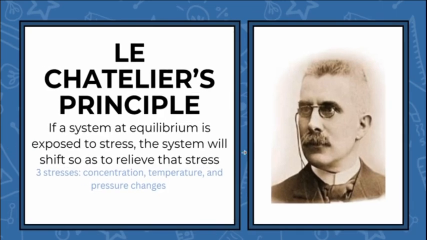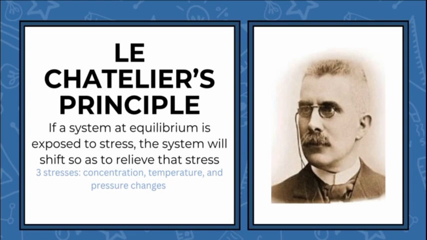Le Chatelier's principle is if a system at equilibrium is exposed to stress, the system will shift so as to relieve that stress. There are 3 stresses that can change the system at equilibrium, including concentration, pressure, and temperature. Modifying the concentration can unbalance the reaction. Increasing concentration of a substance shifts equilibrium away from the substance because the extra concentration needs to be used up. The opposite will happen when there's a decrease in concentration, and it will shift towards the substance because more of it will need to be produced to make up for what was removed.